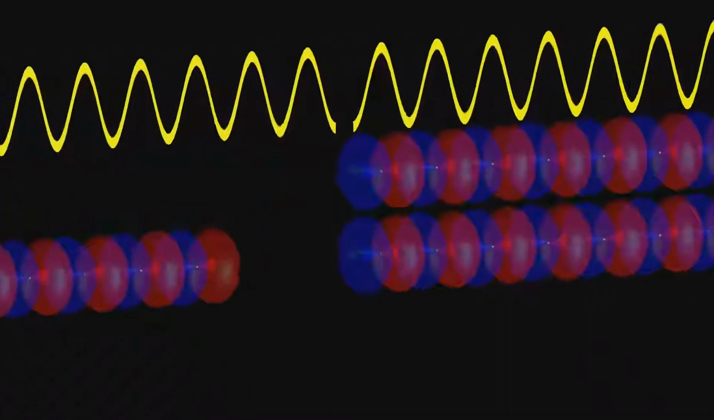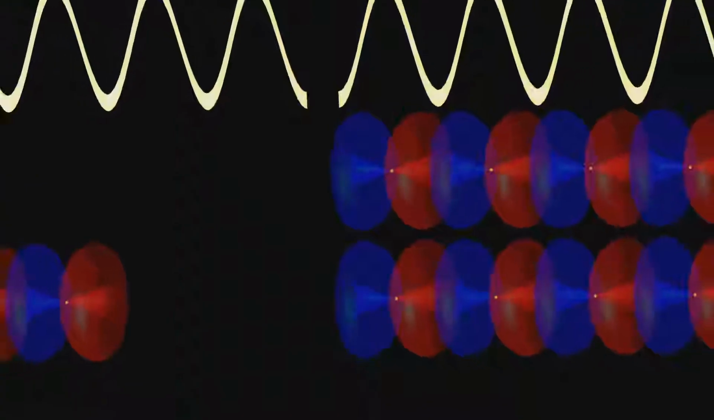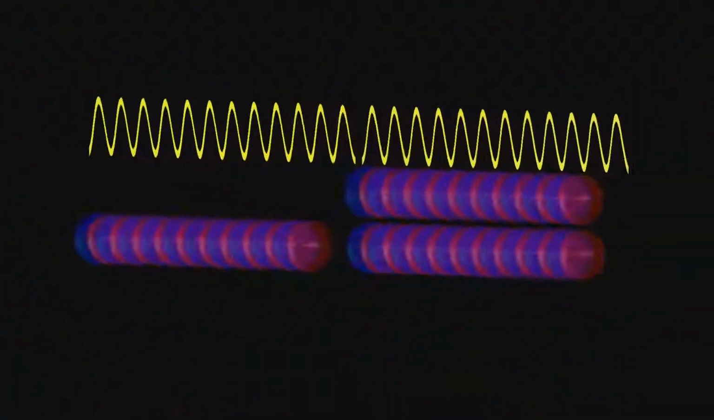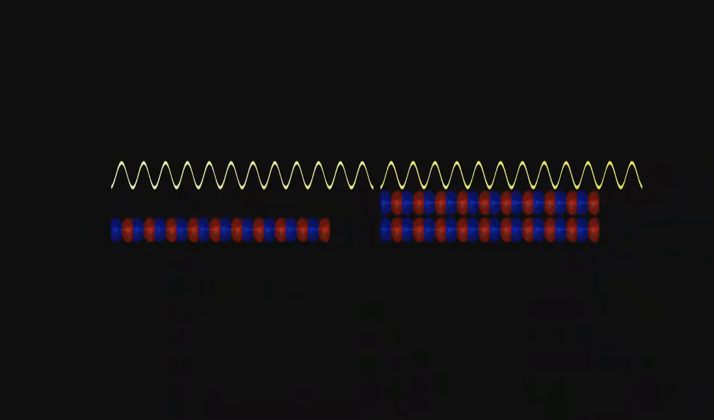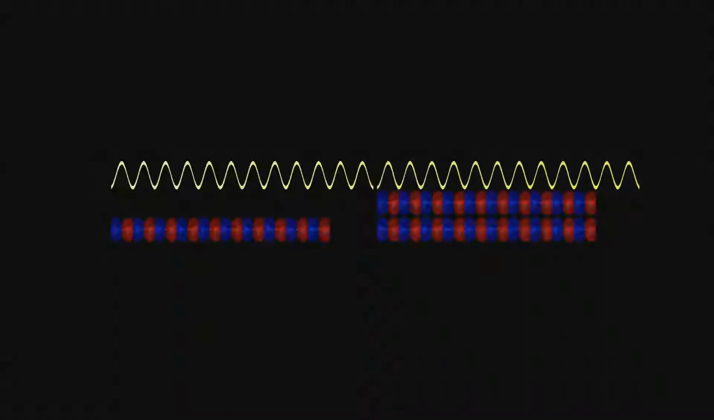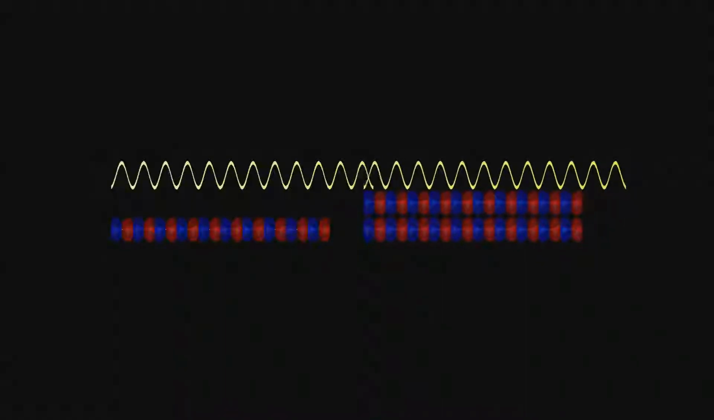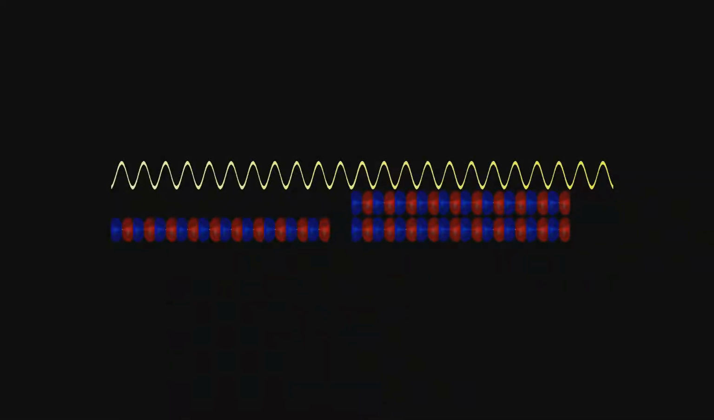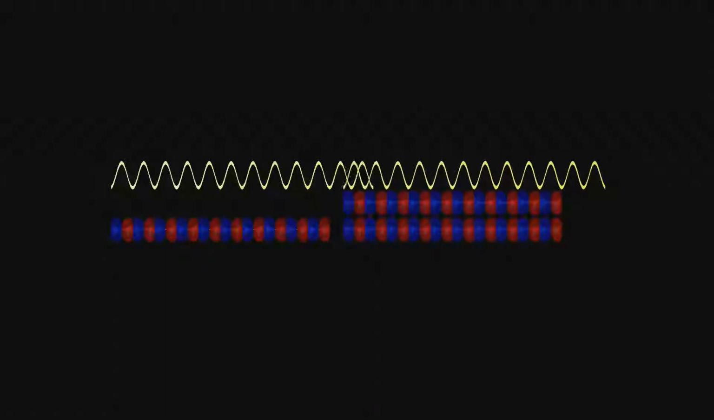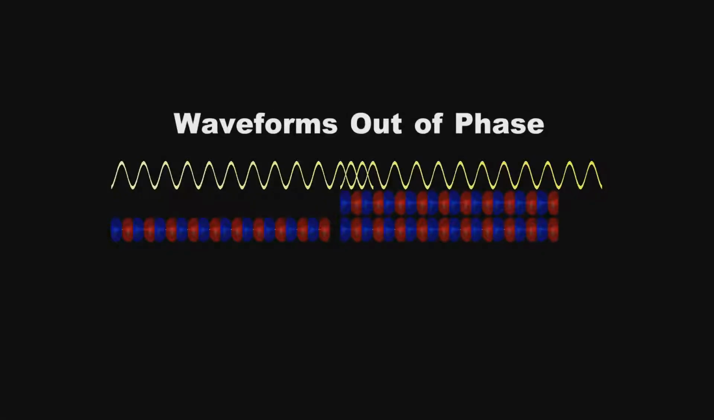Again, we see that the fields around a photon are of opposite polarity. Here we have some rows of photons aligned with their corresponding waveforms. Now we are going to overlap the rows of photons. When waveforms align with each other, they are referred to as being in phase. When the waveforms are not in alignment, they are referred to as being out of phase.